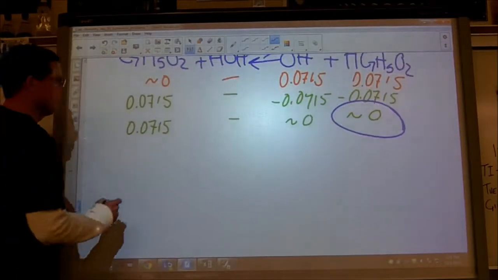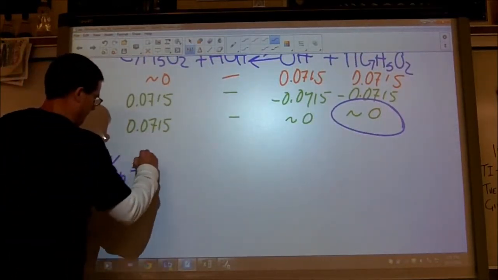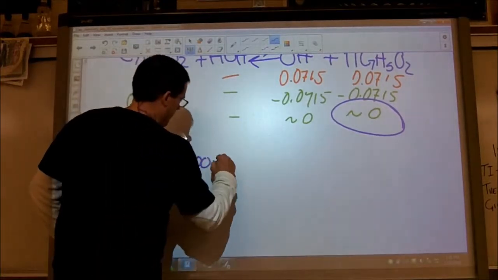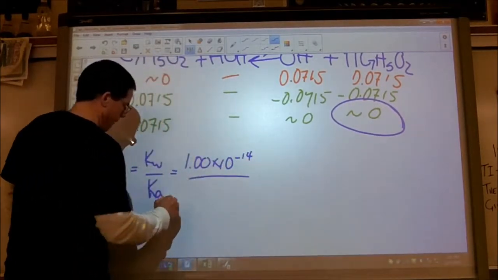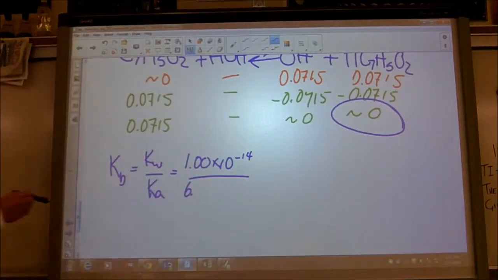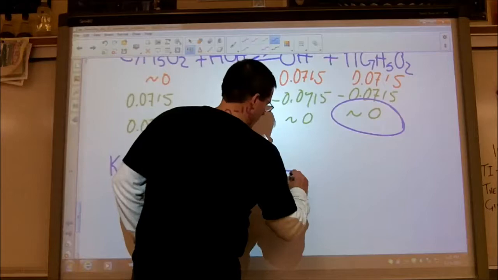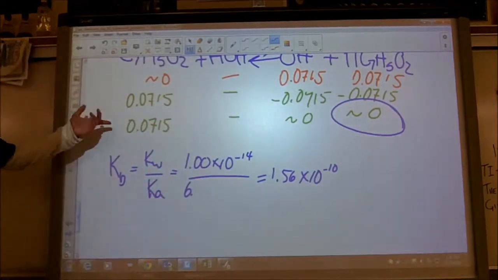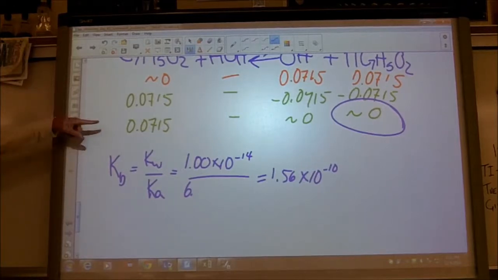I have two questions actually. Ka or Kb? Kb is 1.56 times 10 to the negative 10. Okay. And then from here, we do our x squared, then minus that, and solve for the concentration of hydroxide.